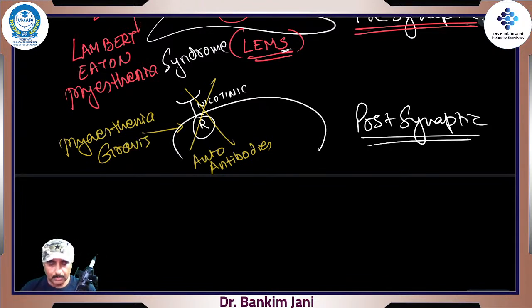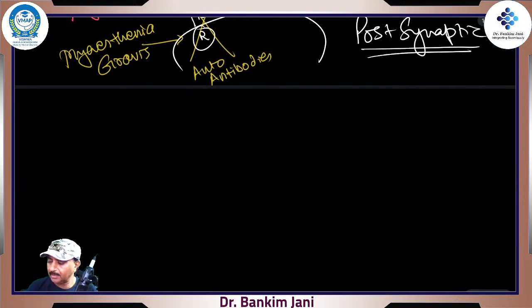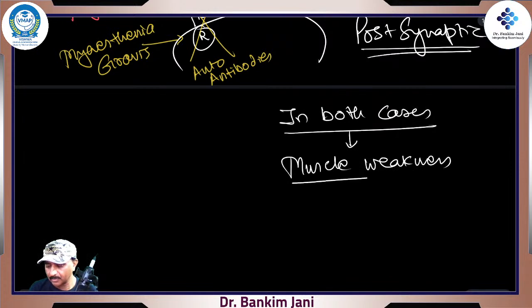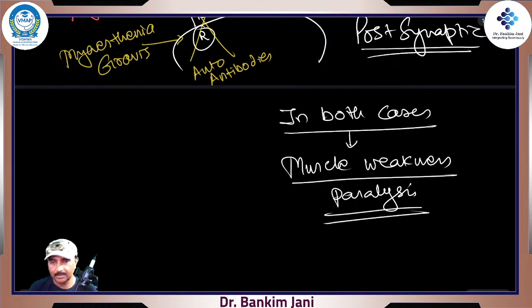So in both cases, whether it is LEMS or myasthenia gravis, it is the muscle. In both cases, there is muscle weakness and paralysis. Crystal clear. So that's how things really work.